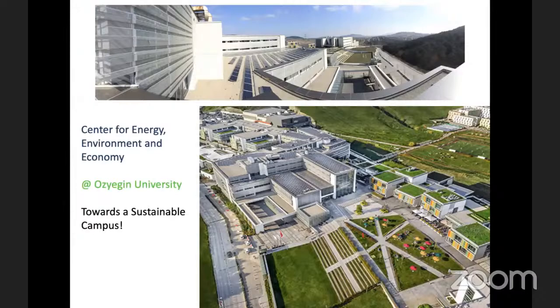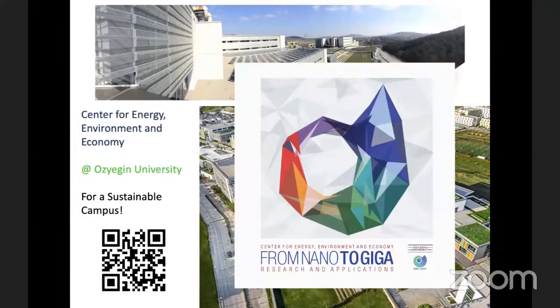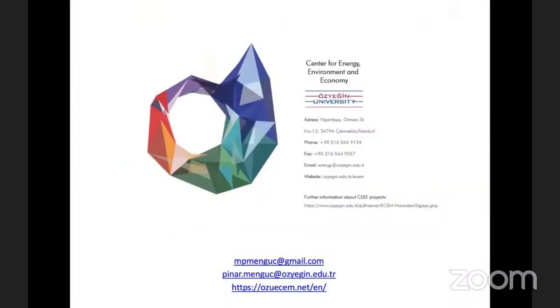All these allowed us to come out with a very energy efficient, sustainable campus at Özyeğin University, which we are proud of. And some of our work is available in a book that we published a few years ago, From Nano to Giga. And this QR code, if you take with your phone, it will allow you to get hold of that book. And the center has new concepts. And I think my time is up, so I will stop here. If there are other questions, I will be happy to answer. Thank you.